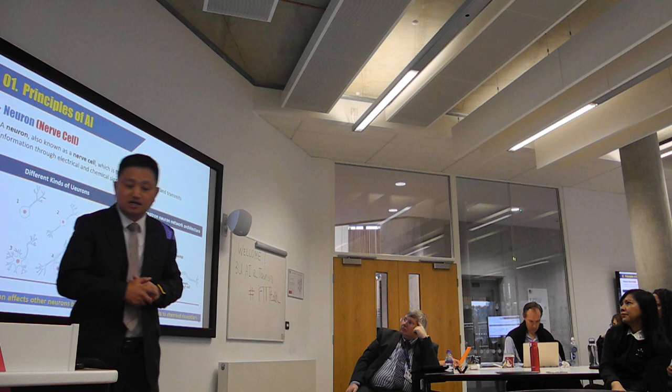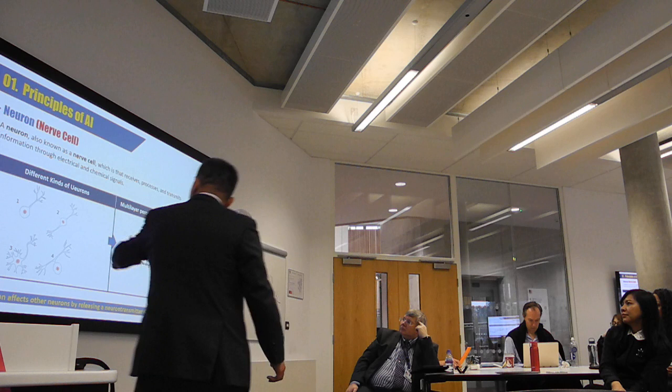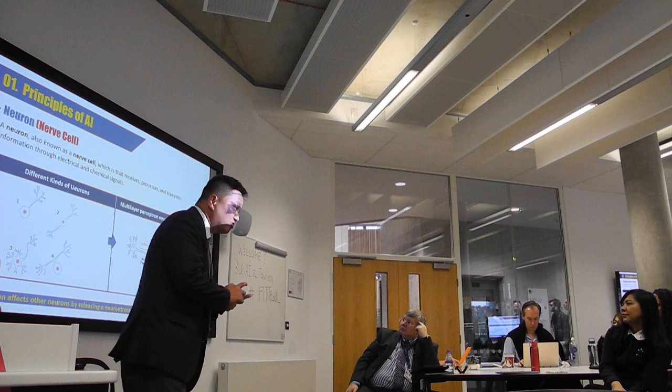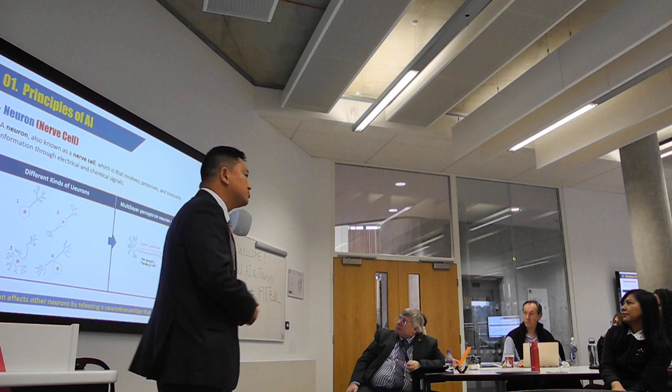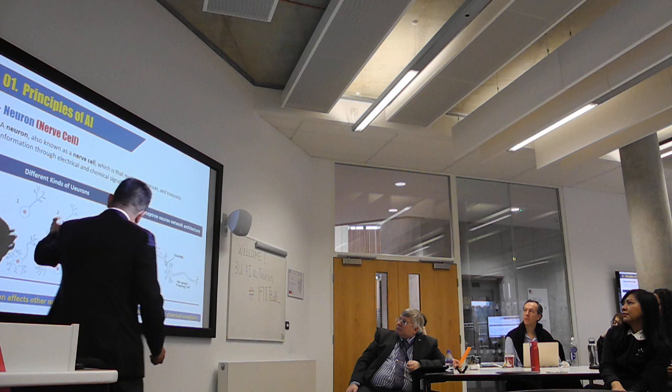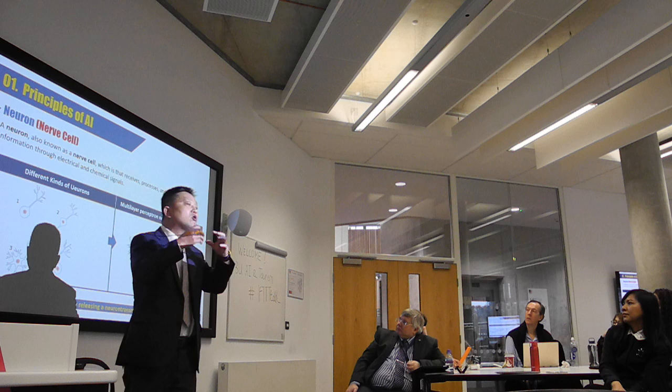Let's go into the principle of AI. You know, in your brain, you have neurons, okay? A neuron is known as a nerve cell, which receives, processes, and transmits a signal or information through electric pulse or chemical pulse. And these neurons connect to each other through synapses. The more connections, the more powerful the intelligence.